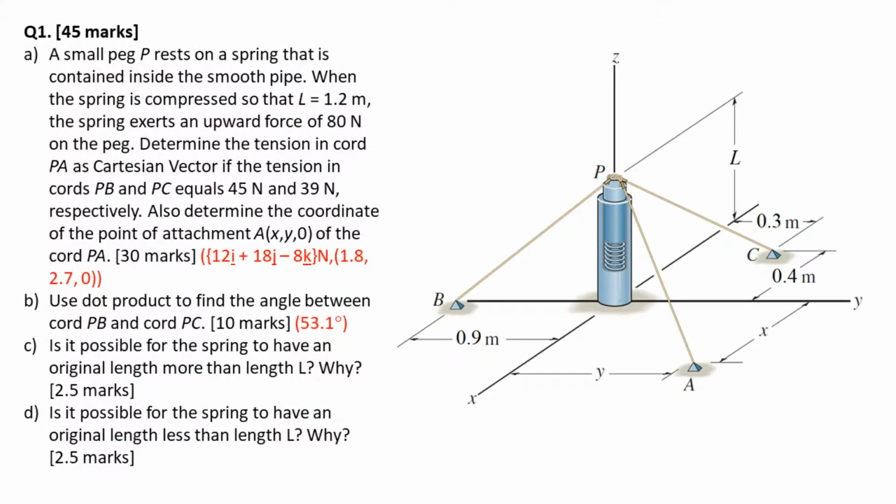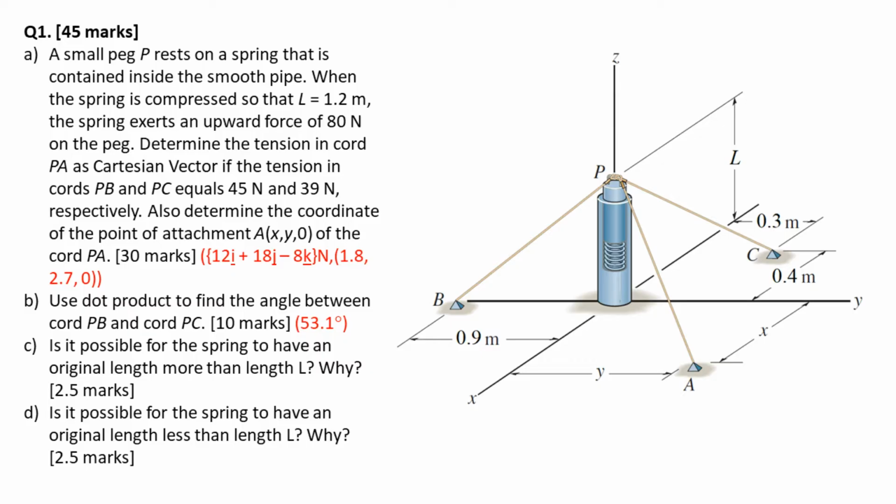Moving on to question number 3. So this is the third question. We have the diagram on the right, and then the question, part A. A small peg P rests on a spring that is contained inside the smooth pipe. So if you can see the diagram, you can see the spring inside the smooth pipe. When the spring is compressed so that L equals 1.2 meter, you can see in the diagram there's L for the height. So the question says L is given as 1.2 meter.